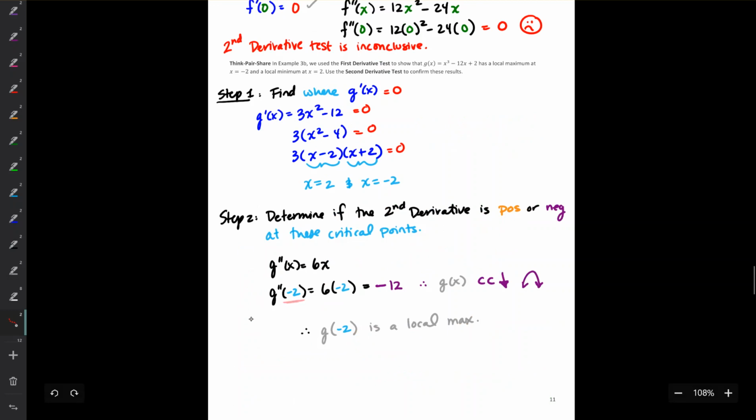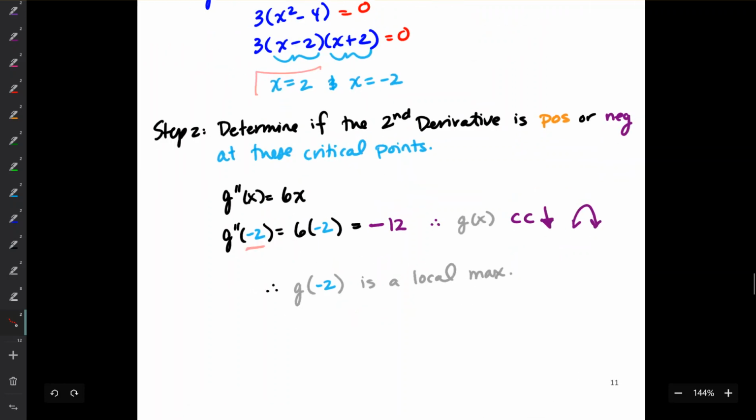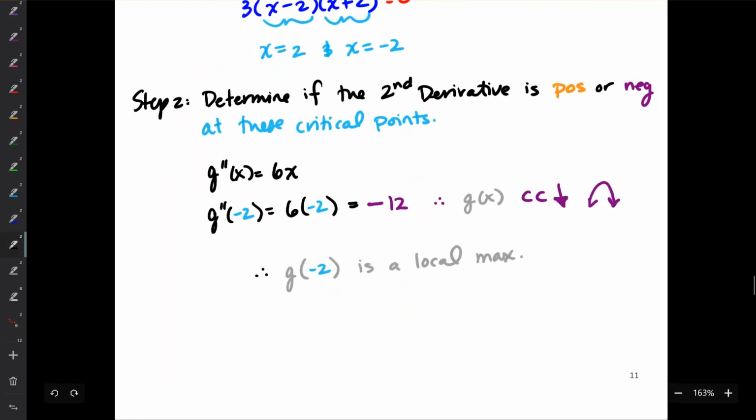All right, so now we found what the second derivative was, if it was positive or negative. In this case, negative at one of the critical points, x is minus 2. Now let's do it for the other one. X is 2. The second derivative evaluated at positive 2 happens to be 12, but what I care about is that it's positive 12.